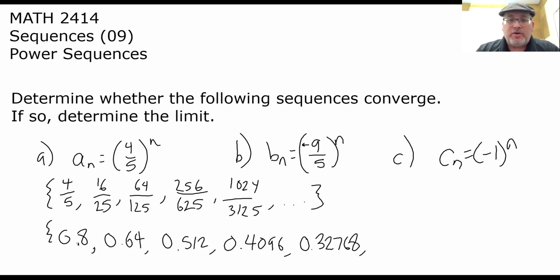So what's going on here? Well, they're getting smaller, but how small will they get? We could explore this further, but you would conclude that these are approaching 0.